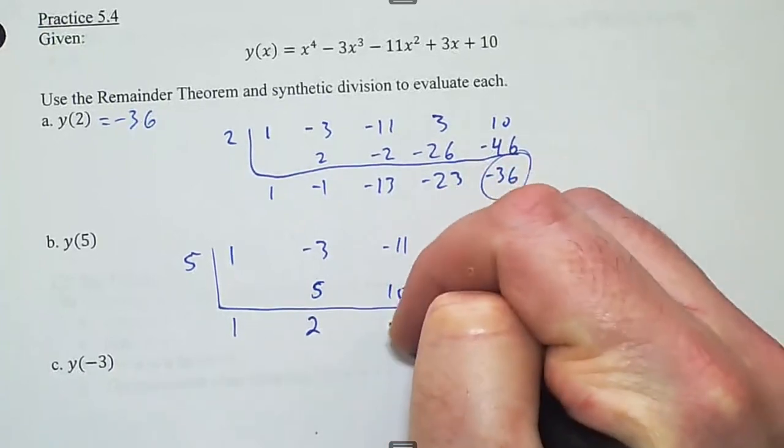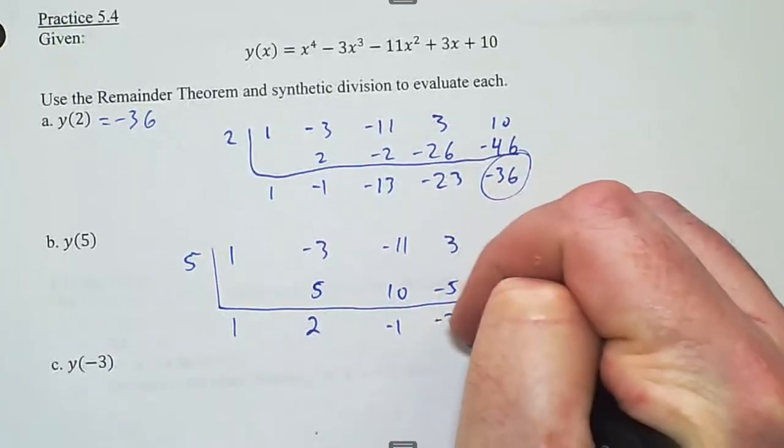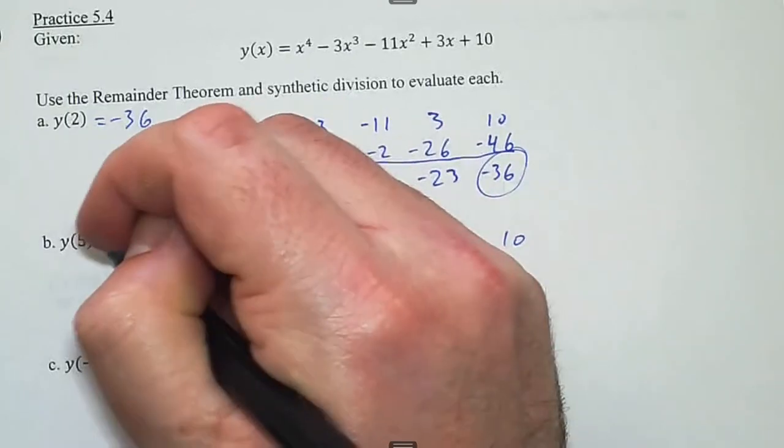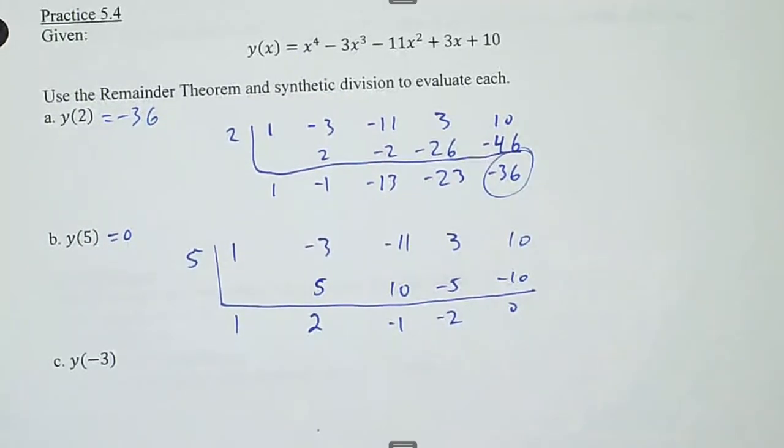Two, 10, negative 1. So that must be a 0. We found a 0. Let's try negative 3.